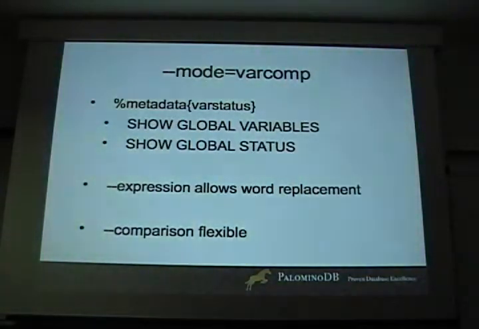So the expression allows word replacement, and it's just evaluated by Perl. The comparison is also very flexible. You give it the comparison. Your expression is threads connected divided by max connections times 100, and your comparison would be greater than 80, meaning if it's greater than 80%, page. But you can also say not equals a string. You can also put a Perl function in there. It's very, very flexible. You can make custom functions.